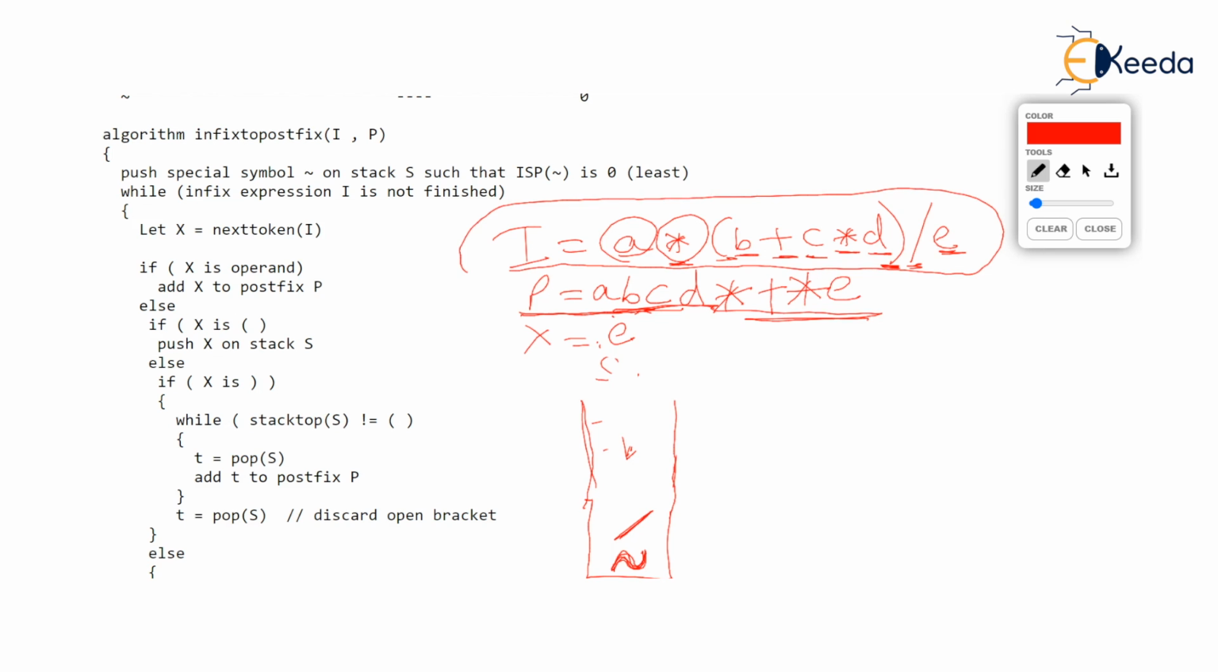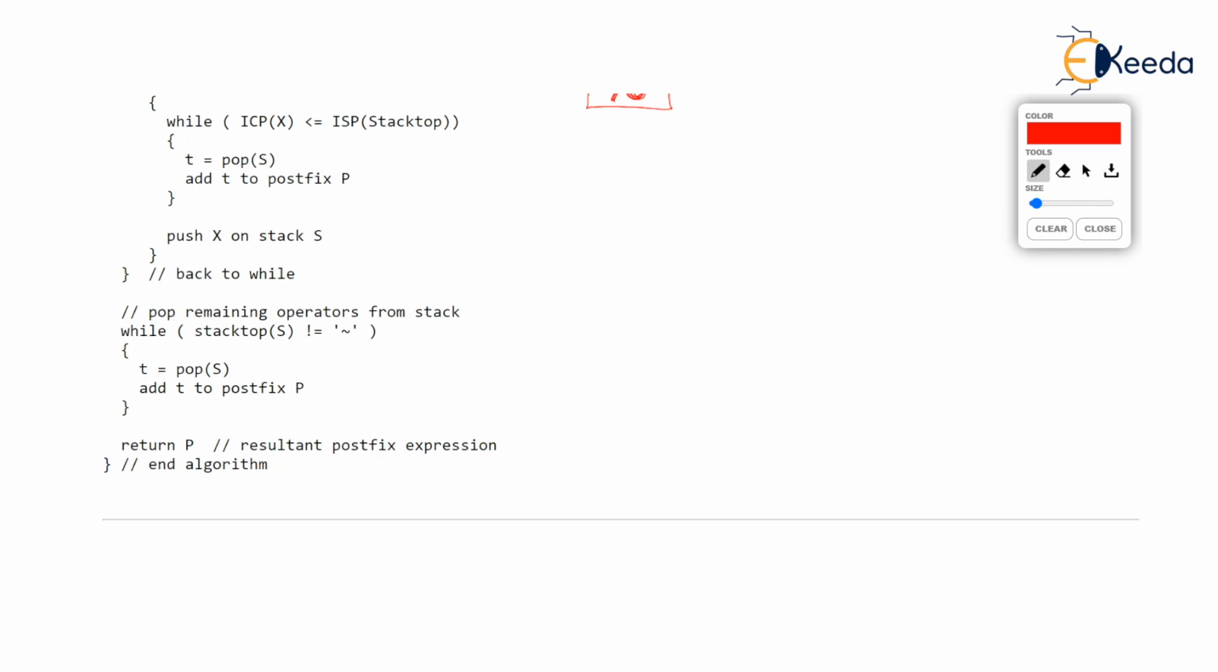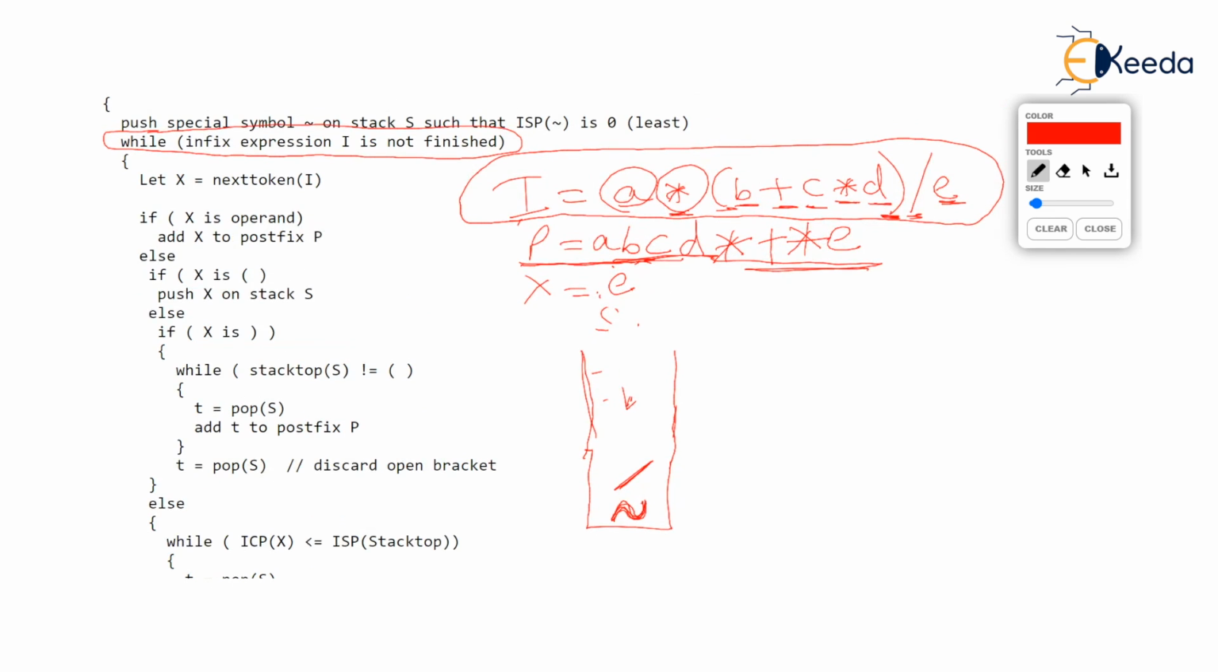But when the infix expression is over, we will come out of this while loop. Surely the while will finish. But after the while loop finishes, we will pop remaining operators from the stack. So we will pop everything till the tilde, correct or not? We'll pop and add them to postfix. So the only operator now pending in the stack is slash. Slash will be added to the postfix. So slash is popped and tilde is left as it is on the stack. And this is the resultant postfix that we get. I hope you have understood the algorithm.